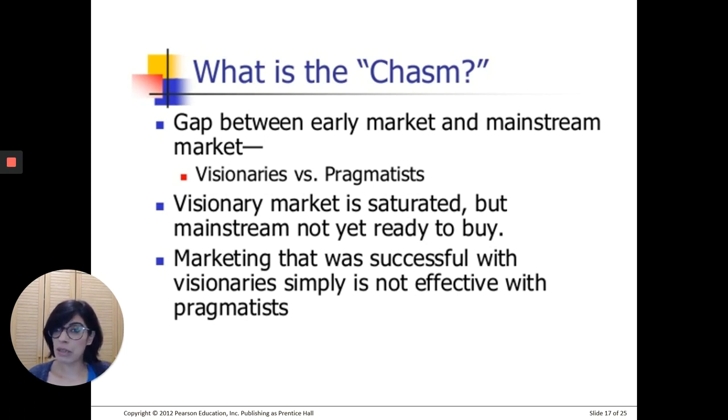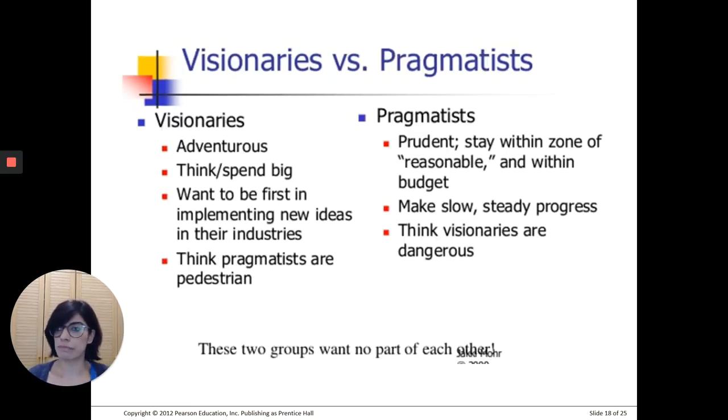So you're in that middle ground where it's like, okay, you're still trying to get the visionaries on board, but your product or the perception of your product isn't quite ready to go to mass market. So it also means that the marketing that was successful with the visionaries just isn't effective with the pragmatists. This is a chasm. So when you're in this place, what do you do when you want your product or service to reach mass market?